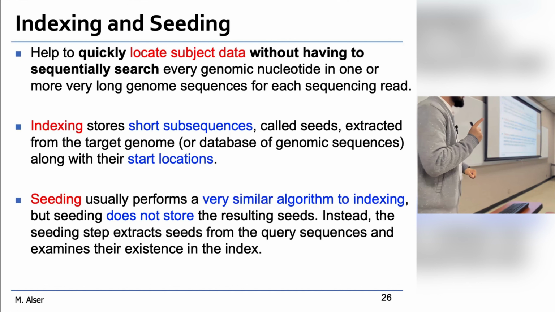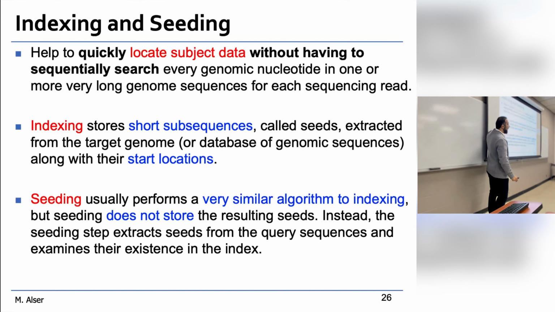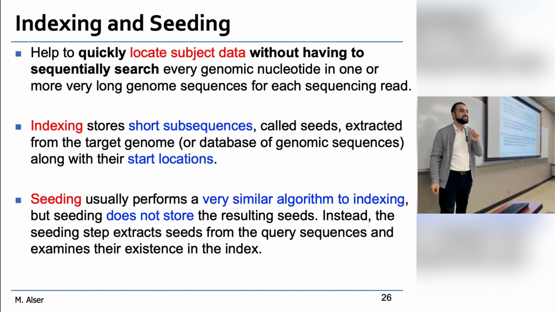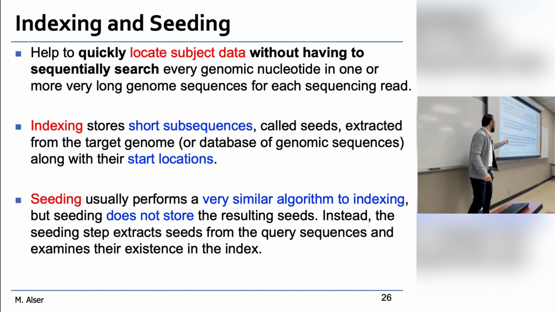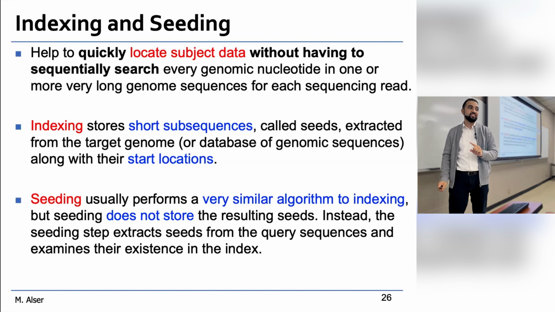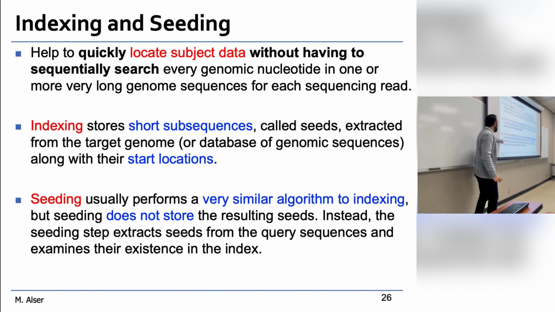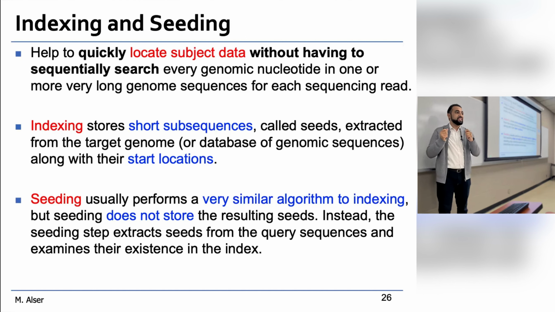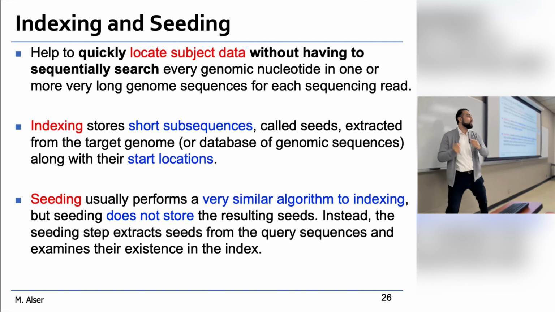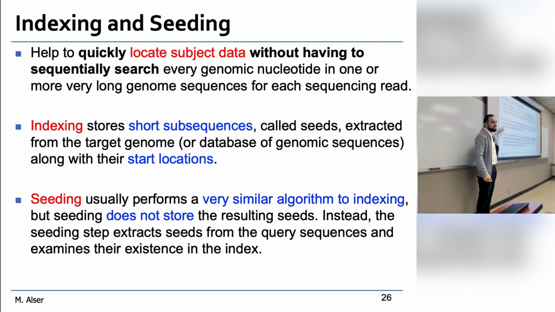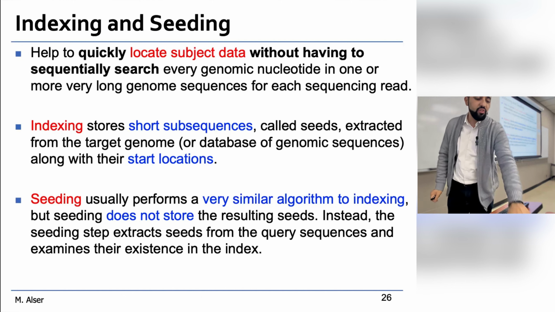Now, the only difference that in indexing, I build what we call an index, okay? In seeding, I don't build index. I just use those pieces to look inside the index. So over here, we will build index, and that we'll be using for the yellow pages. Remember, in here, we don't need to build the index. We just extract those pieces, use them as a query, and look inside the index of the indexing step. Okay? Hopefully this is clear.